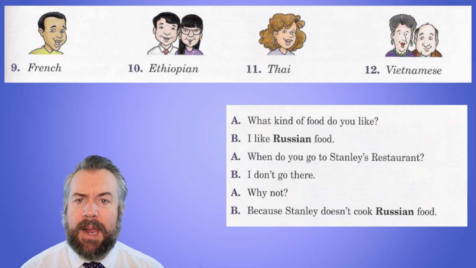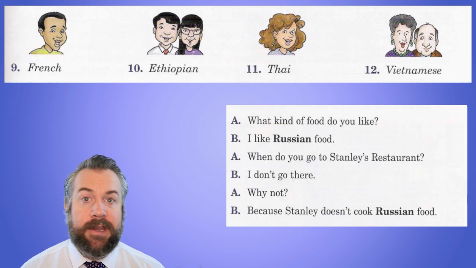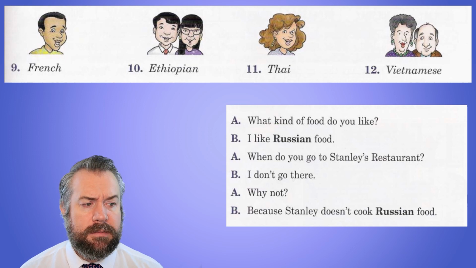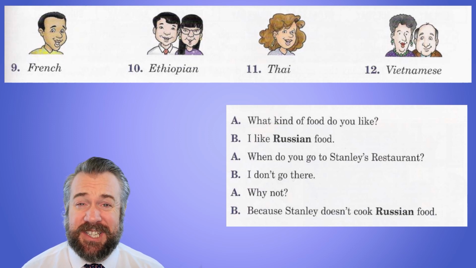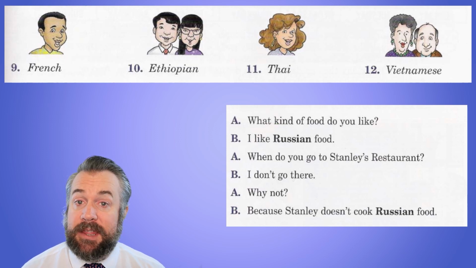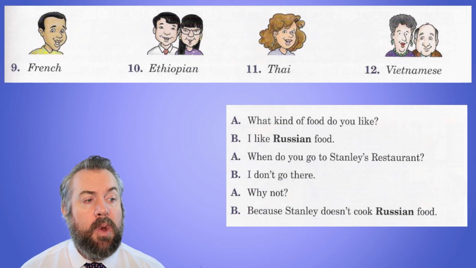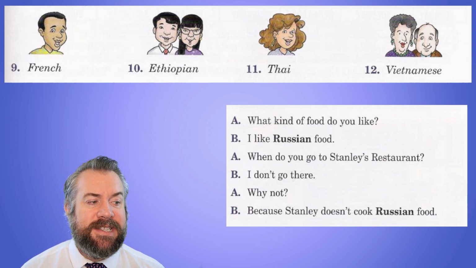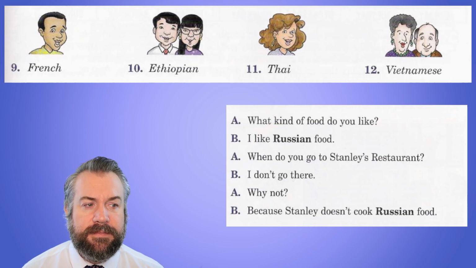What kind of food do you like? I like French food. When do you go to Stanley's restaurant? I don't go there. Why not? Because Stanley doesn't cook French food. Number 10. What kind of food do you like? I like Ethiopian food. When do you go to Stanley's restaurant? I don't go there. Why not? Because Stanley doesn't cook Ethiopian food.